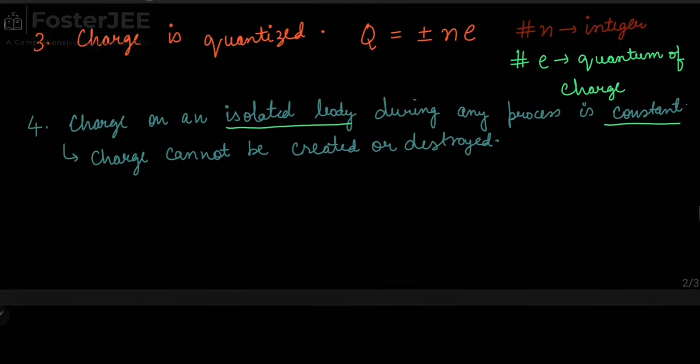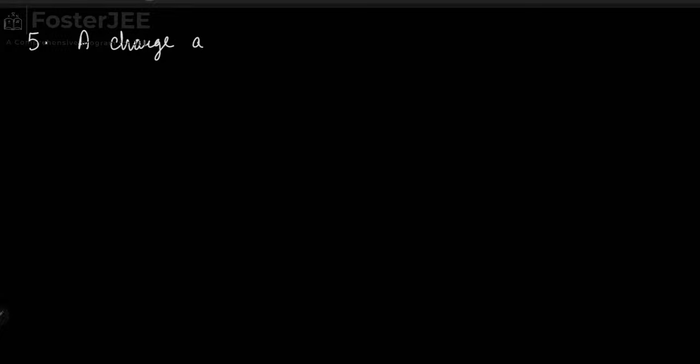Now, our fifth point is the basis of studying whole electromagnetism, which includes electrostatics, electricity, magnetism, and electromagnetic waves, which we will study in upcoming chapters. The fifth point says that a charge at rest produces only electric field.